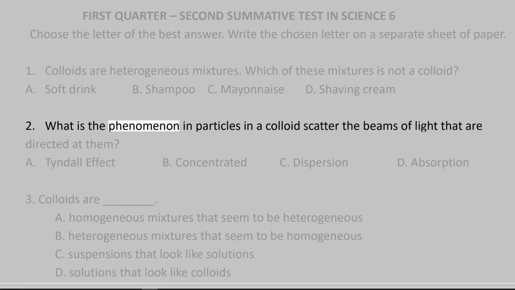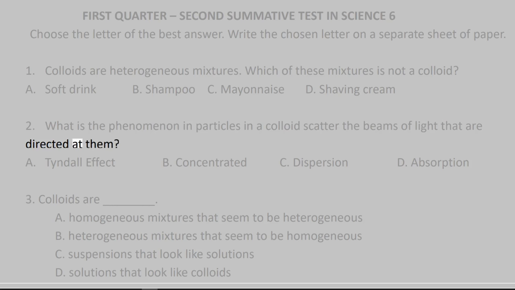2. What is the phenomenon in which particles in a colloid scatter the beams of light that are directed at them? A. Tyndall effect. B. Concentrated. C. Dispersion. D. Absorption. 3. Colloids are ___. A. Homogeneous mixtures that seem to be heterogeneous. B. Heterogeneous mixtures that seem to be homogeneous. C. Suspensions that look like solutions. D. Solutions that look like colloids.